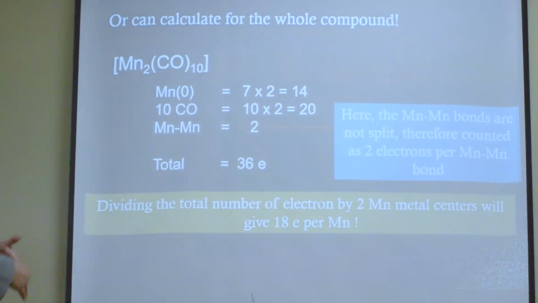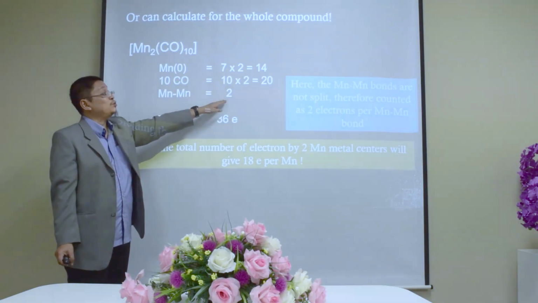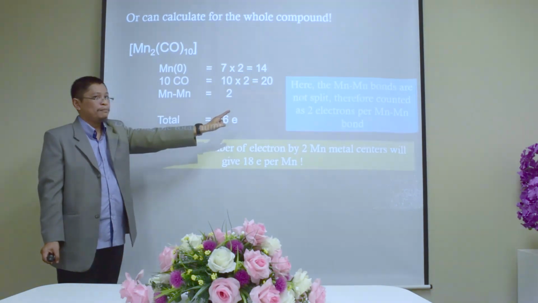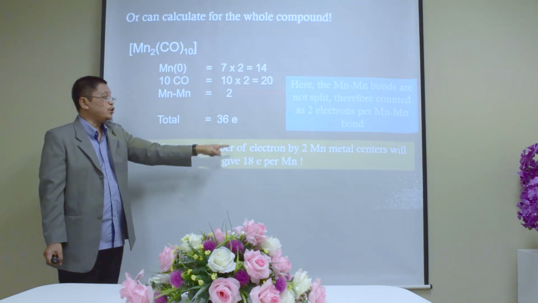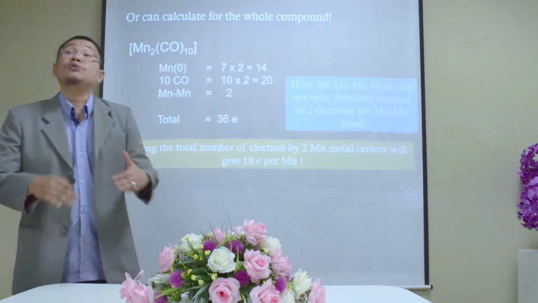Or you can do it as a whole. You don't need to split it up. If you want to do it overall, manganese is 7, but we have 2 manganese, so it's 14. CO we get 10, so you multiply by 2, so it becomes 20. But don't forget about the manganese bond, so it becomes 2 electrons. So the total becomes 36. Since we have 2 manganese, you divide by 2, so each manganese will have 18 electrons. So you can do it as a whole.